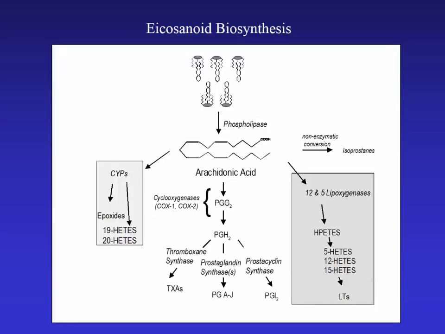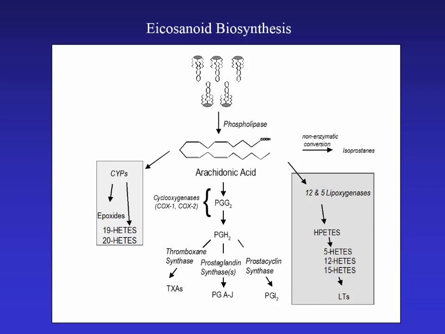So if there's one slide in this talk that you really need to remember, it's this one. This is the biosynthesis of eicosanoids. Eicosanoids basically all start from fatty acid precursors that are embedded in phospholipids in the plasma membrane, which release arachidonic acid almost exclusively, but not totally, via the action of phospholipase A2 in the cytosol.